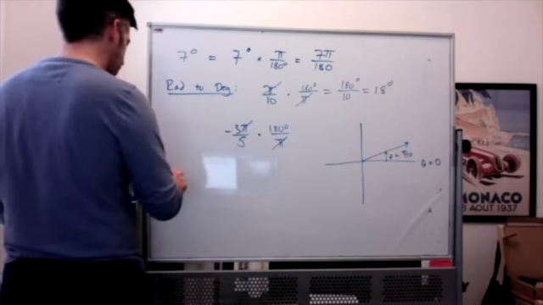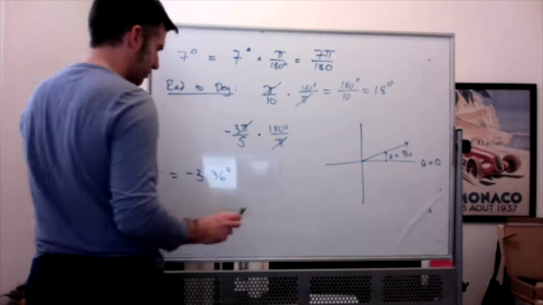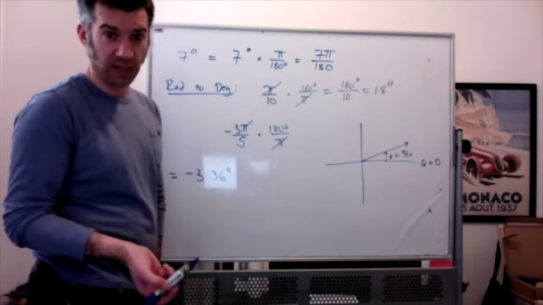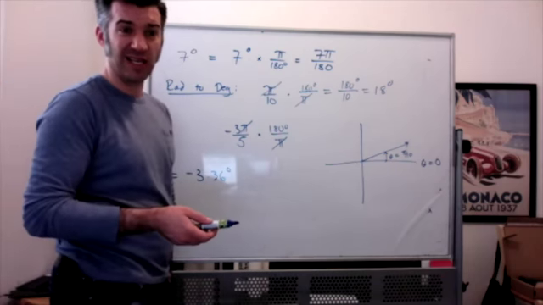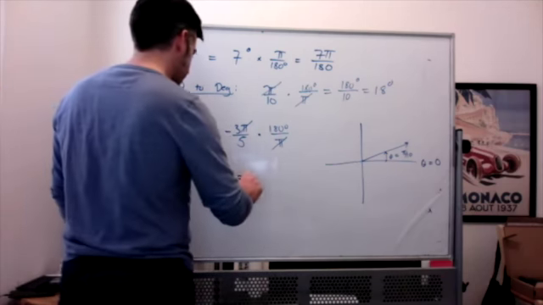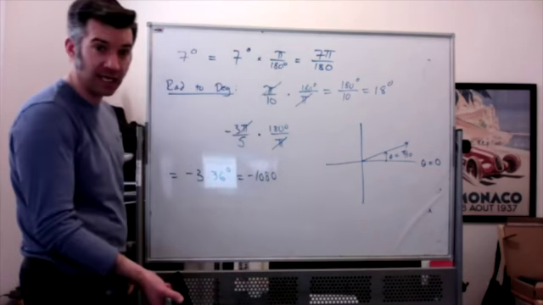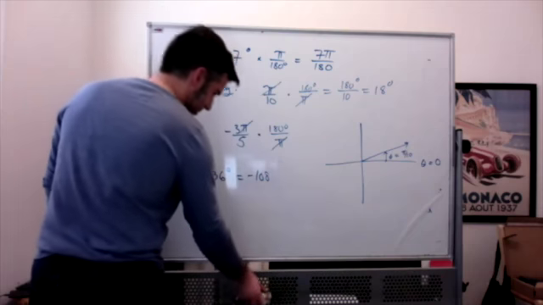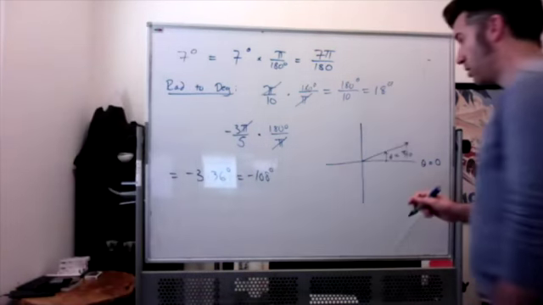This is equal to -3 times 36 degrees, because 36 is 180 divided by 5. And then 3 times 36 is 90 plus 18, which is 108. This is -108 degrees. Oops, not -1080. -108 degrees.